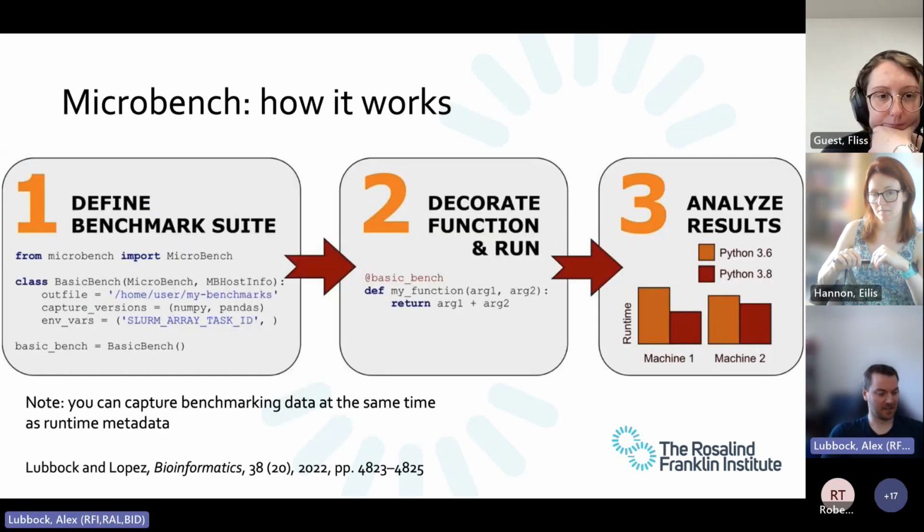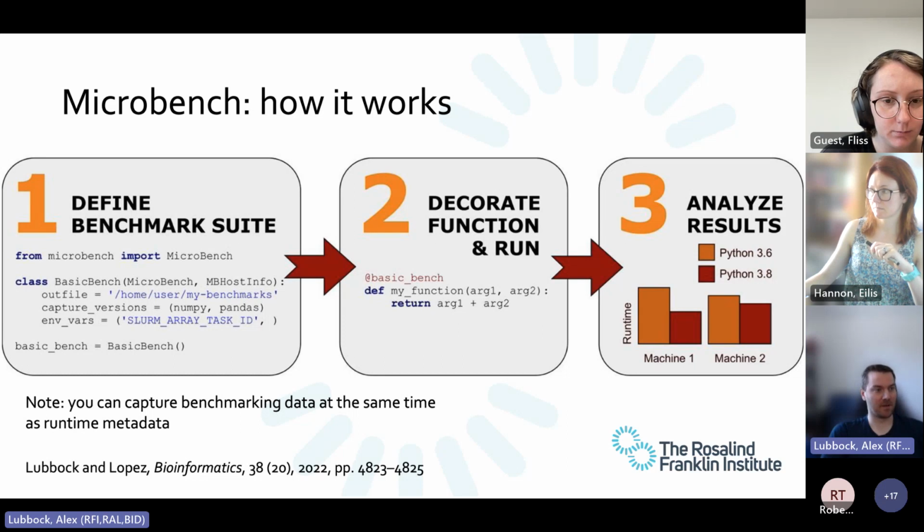Okay, so onto Microbench and how it works. The way that you use it is to define a benchmark suite, as we're calling it. This is just a very small Python class where you give it a name, set up where you want to save the metadata, and then specify what metadata you want to capture. This could be a variety of different things, from package versions, environment variables, information on the host computer.